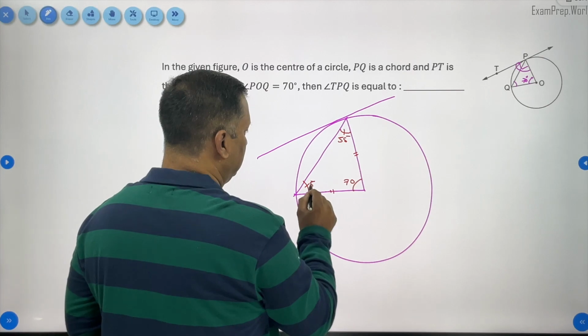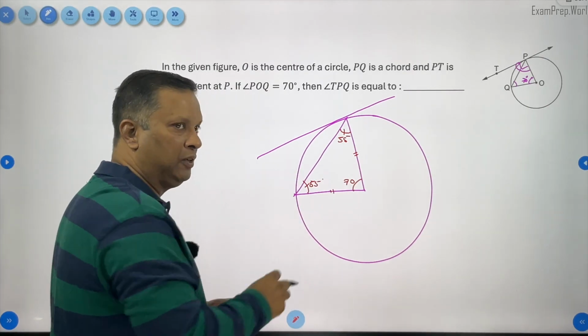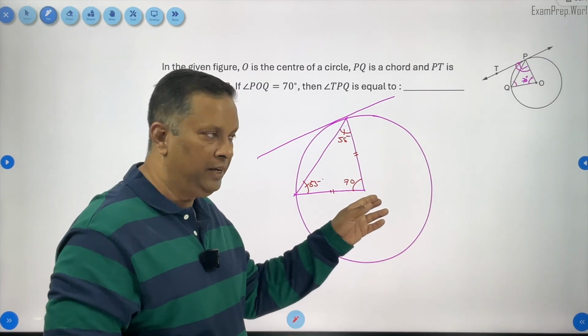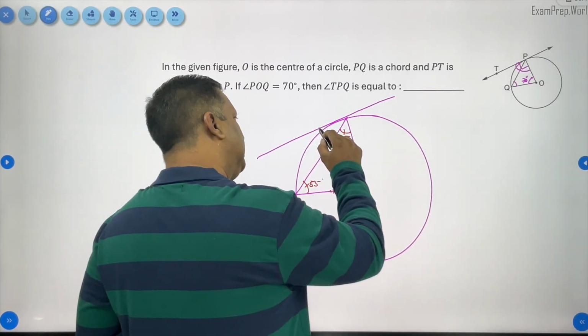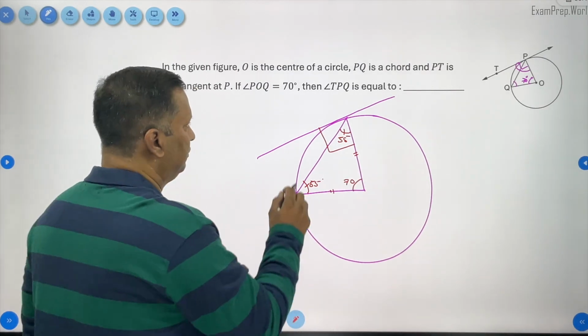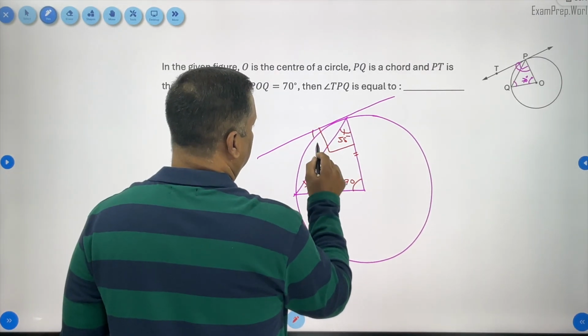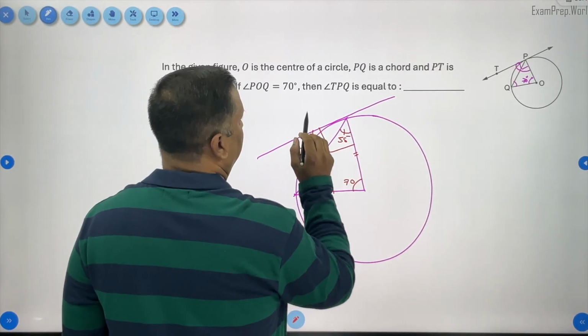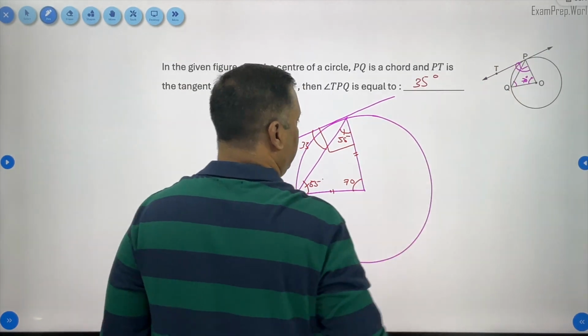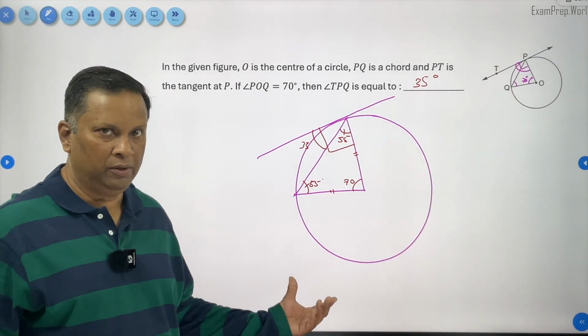And this is also 55 because the sum of the angles of a triangle is 180, right? 55, 55, 70 makes 180. Now overall this angle was how much? 90. So 90 minus 55, this particular angle is 35 degrees. So TPQ is how much? 35 degrees. I hope you understood about this.